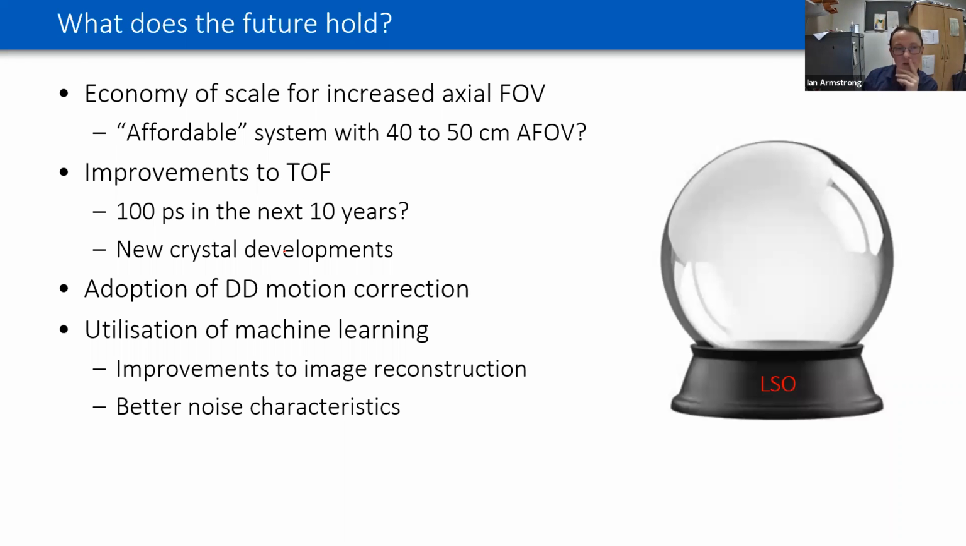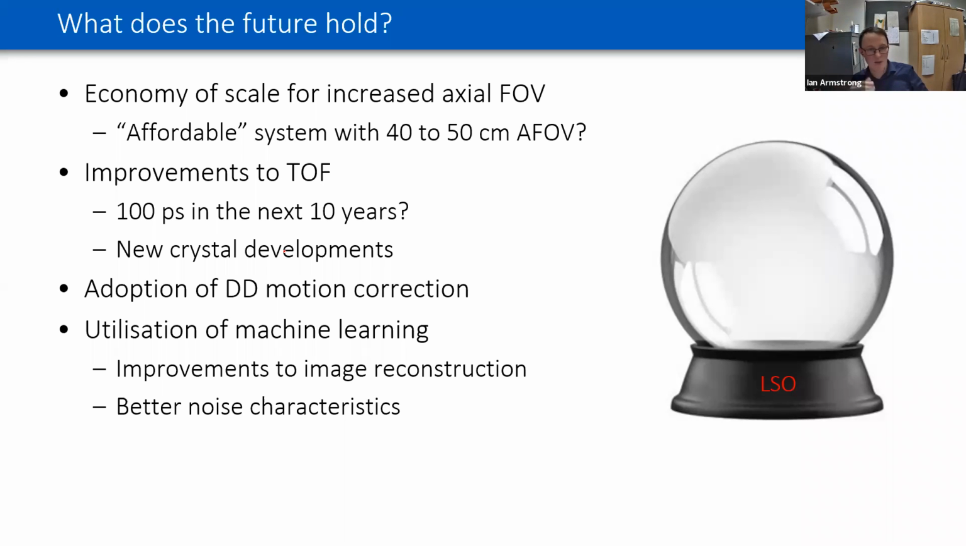Now, what do I want to see in the future? Well, I think, like I say, the economy of scale, which is probably going to be driven by mass production of these systems, larger systems, will make this more affordable. I'd like to see things like a 40-50 centimeter axial field of view, because I think it's a nice sweet spot for most departments. I'm sure we're still going to see improvements to time of flight. I think maybe over the next 10 years, we'll probably get down to about 100 picoseconds.